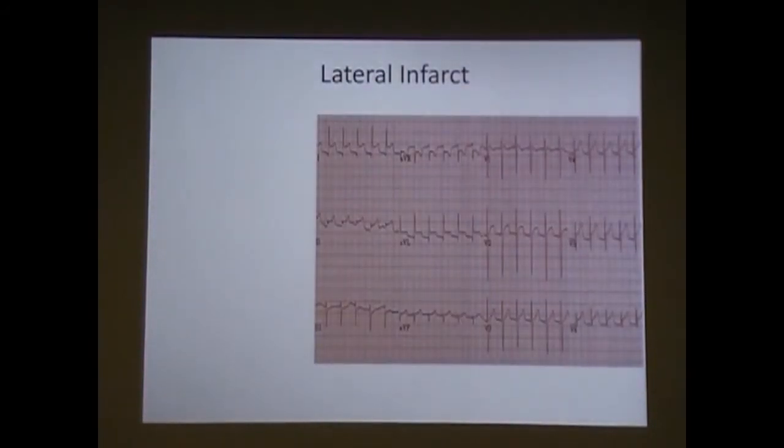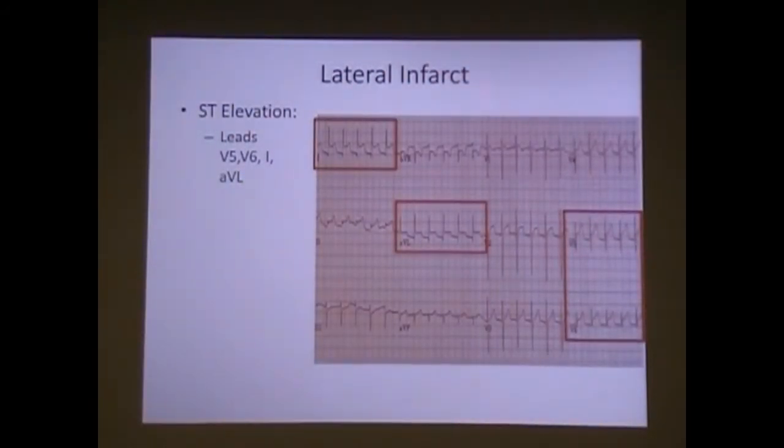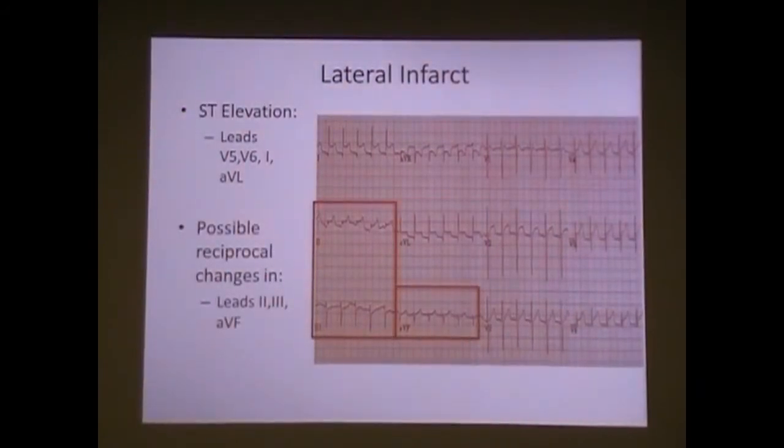Okay, lateral infarcts. We will have ST elevation in lead 1, aVL, V5 and V6. If you hold up that EKG to your heart, you think that lateral is over here. Lead 1 kind of comes in, is weird, but it wraps around, so it makes sense. And aVL, remember, is looking up through the left ventricle. Okay? You can have possible reciprocal changes in the inferior leads.